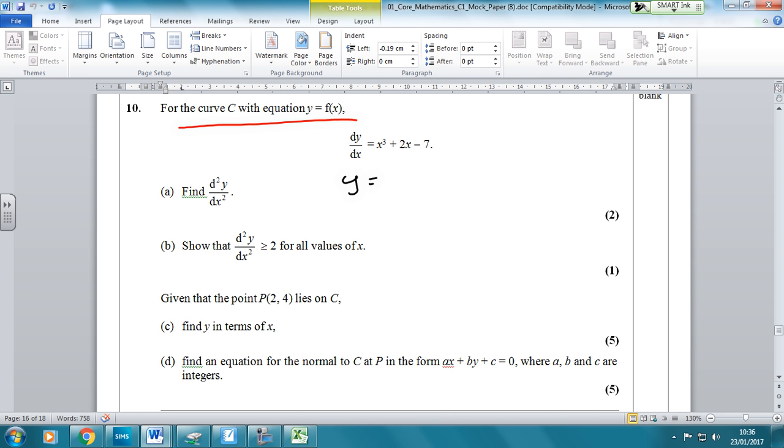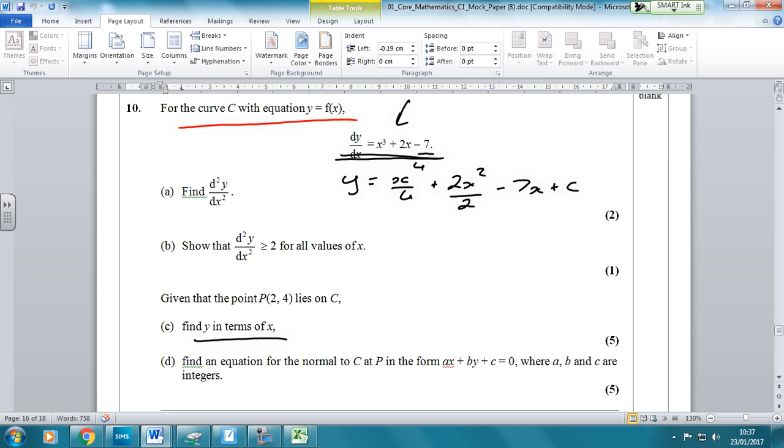But all we've been given is the gradient function. So what we're going to do is integrate it. So x cubed goes to x to the power of 4 over 4, plus 2x squared over 2. Integrate this and that becomes minus 7x. Then we need a plus c. So in order to find y in terms of x, we've got to integrate our gradient function. And until you've done 5, 6, 7 of these questions, it won't always become obvious.